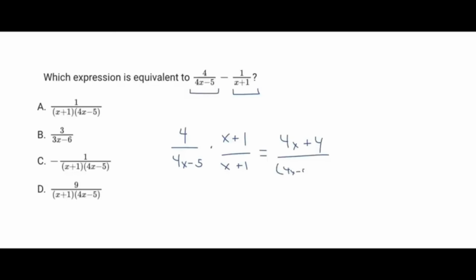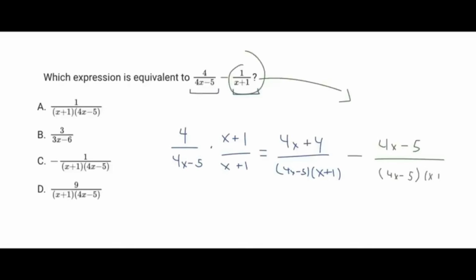over 4x minus 5 times x plus 1. And so now we'll just want to do the same thing to the other side. So here we're going to have this term right here, 1 over x plus 1. We're going to be multiplying this by 4x minus 5 over 4x minus 5. And so therefore we will get 4x minus 5 over, and then we get x plus 1. So that's just going to be the same thing, 4x minus 5, and then x plus 1.